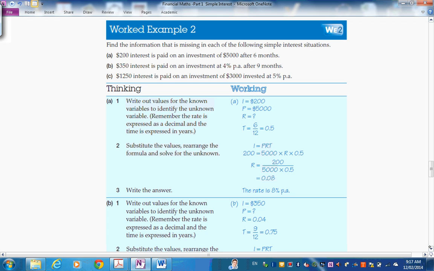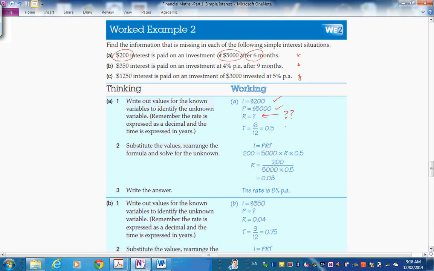Example 2. So here, they've got different things missing in these three situations. So you've got to work out what it is. So $200 interest is paid on an investment after 6 months. So what was the interest rate? So let's list them down. We know the interest, we know the principal. What rate of interest were they charging?